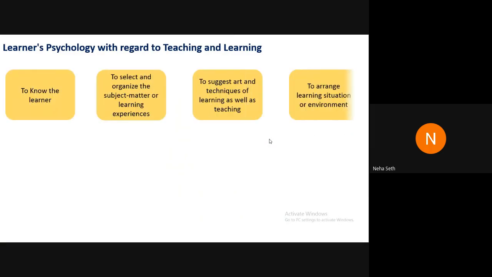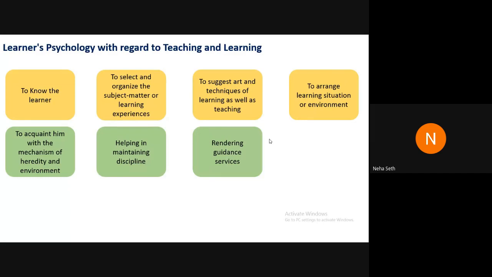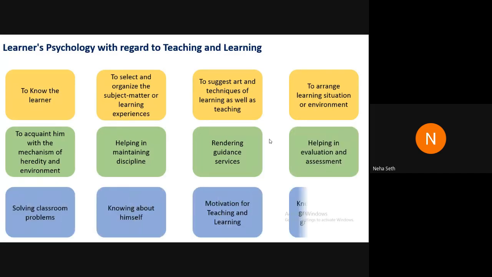So when we are talking about learner psychology with regard to teaching and learning, there are a number of ways through which teaching and learning is affected, or the psychology which affects the teaching and learning. Why are we studying this psychology basically? Now the purpose behind this is to know the learner first. The first and foremost duty for me as a teacher is to understand my learner, my student, pretty well.